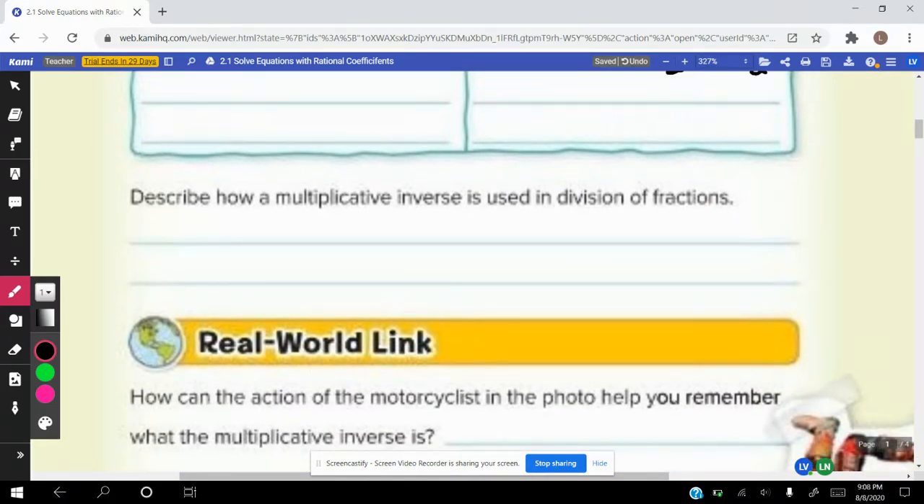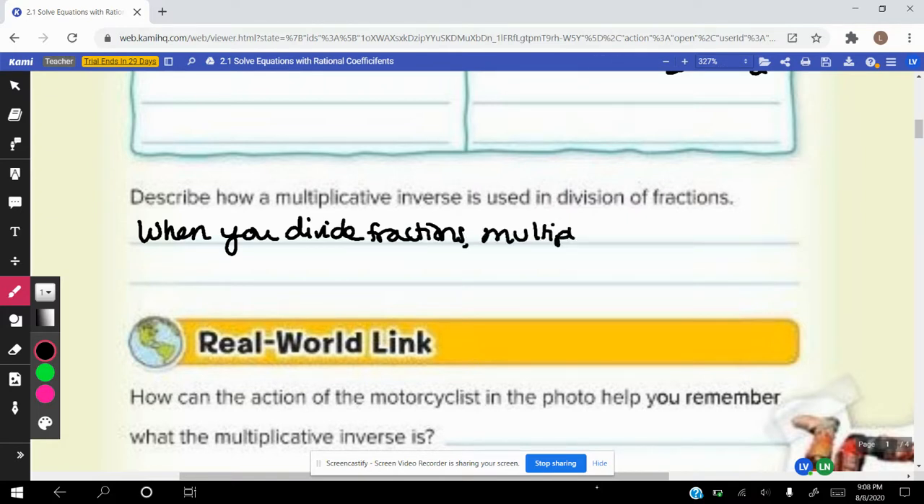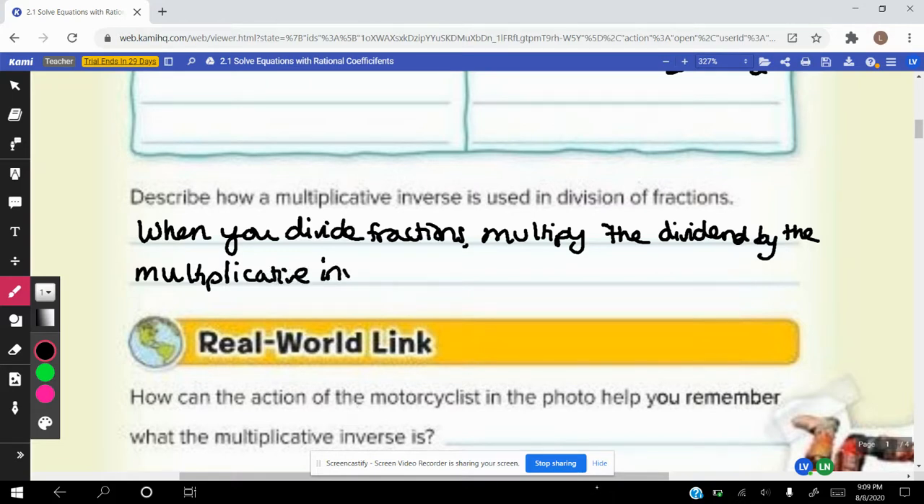So describe how multiplicative inverse is used in division of fractions. When you divide fractions, you want to multiply the dividend by the multiplicative inverse of the divisor.